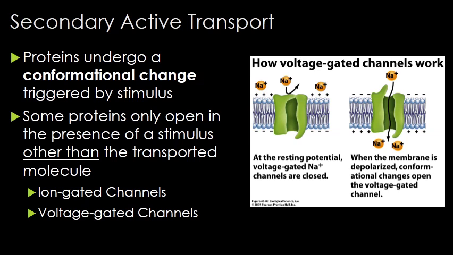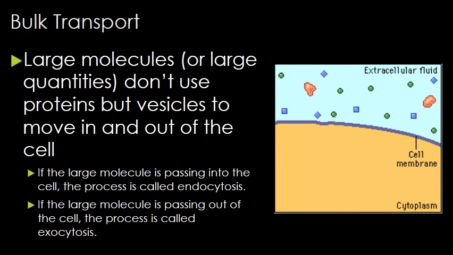They change their shape. Now, this shape is not always changed just by this process. Some of them require other molecules to trigger it. An ion-gated channel will only open when a certain ion is bound. A voltage-gated channel will only open when the membrane is depolarized enough and there's enough of a charge difference to make that process happen.